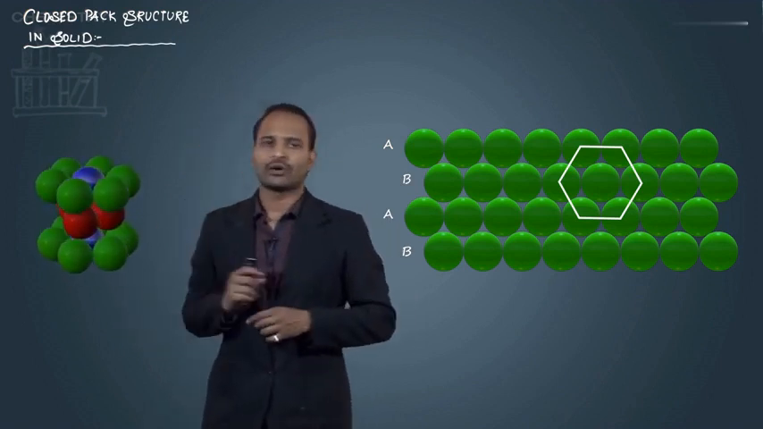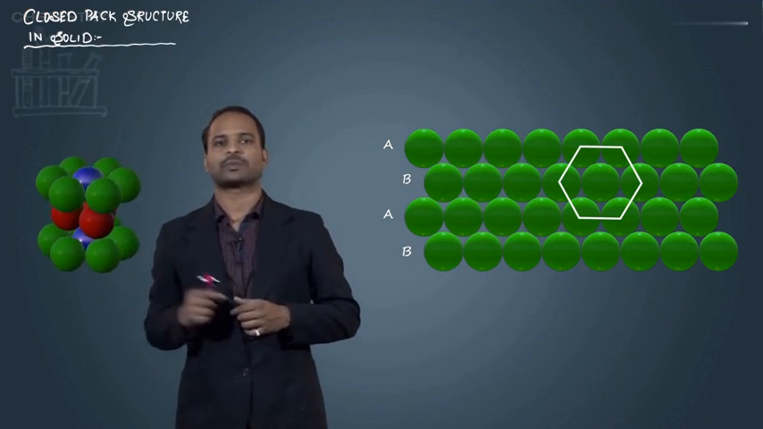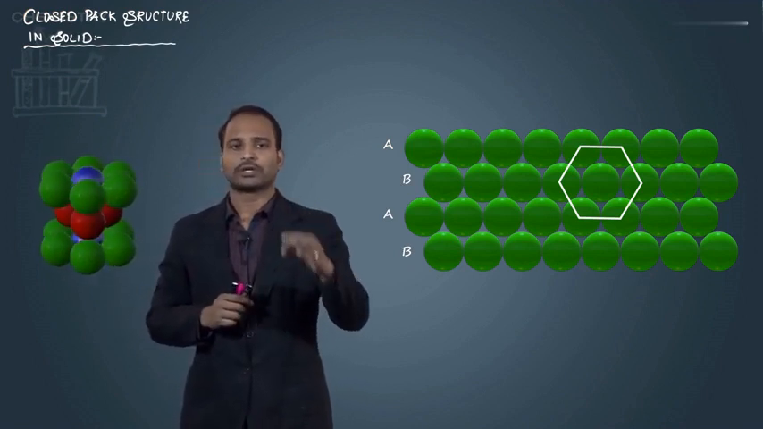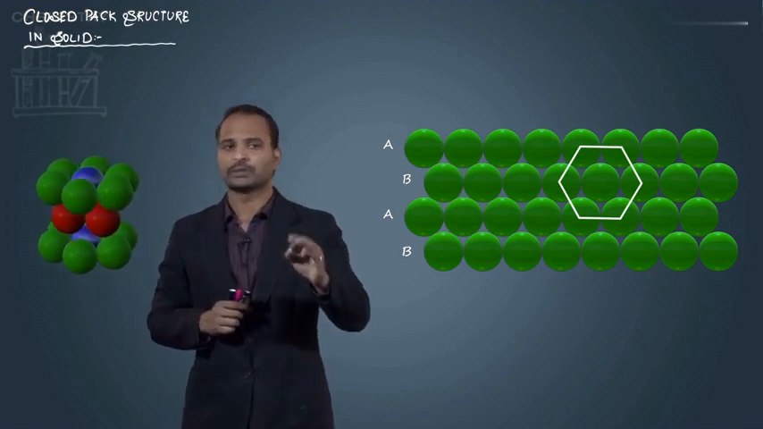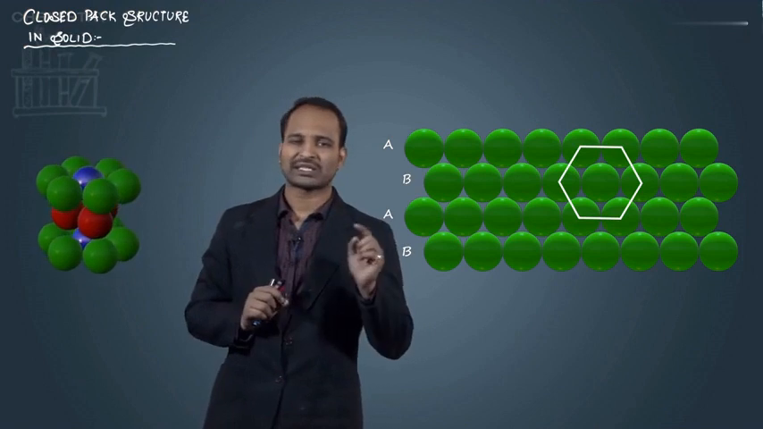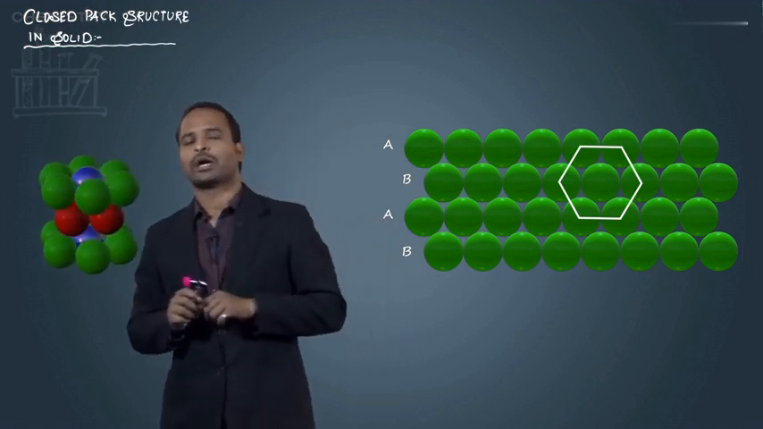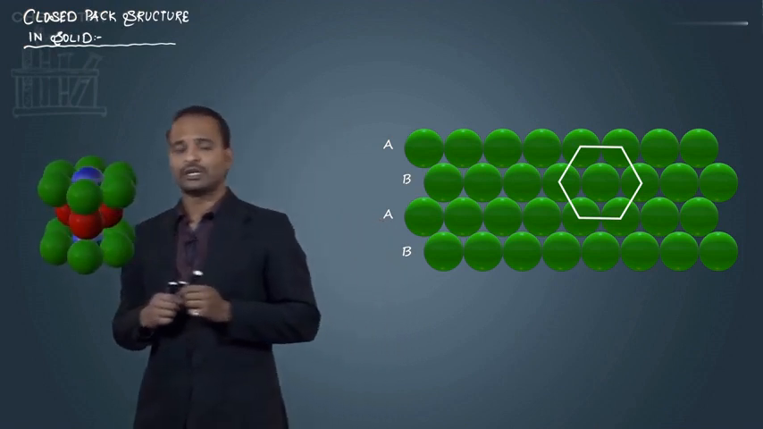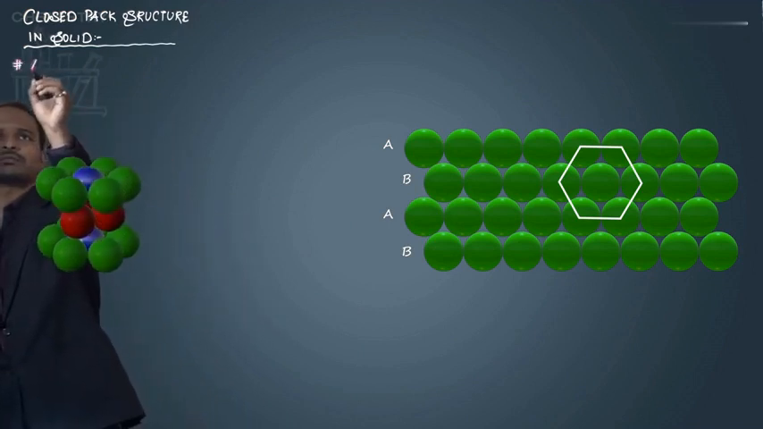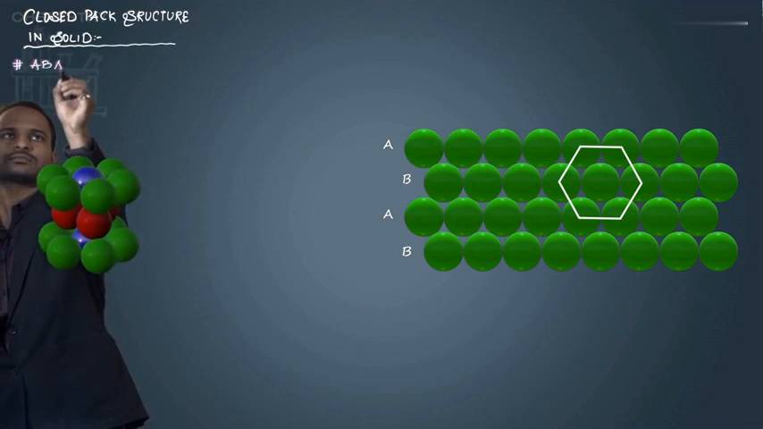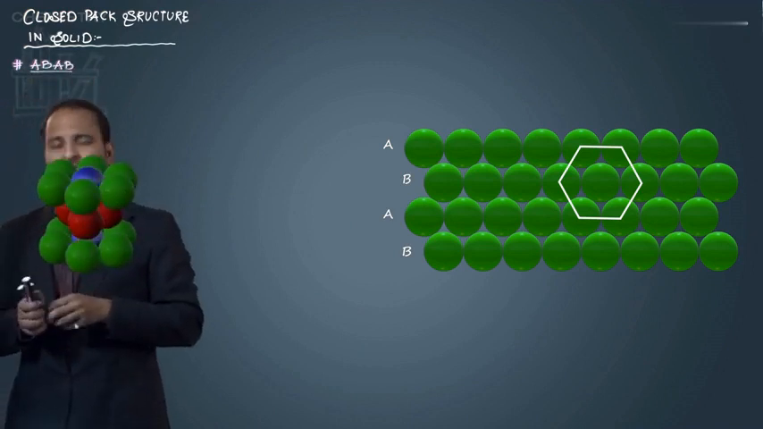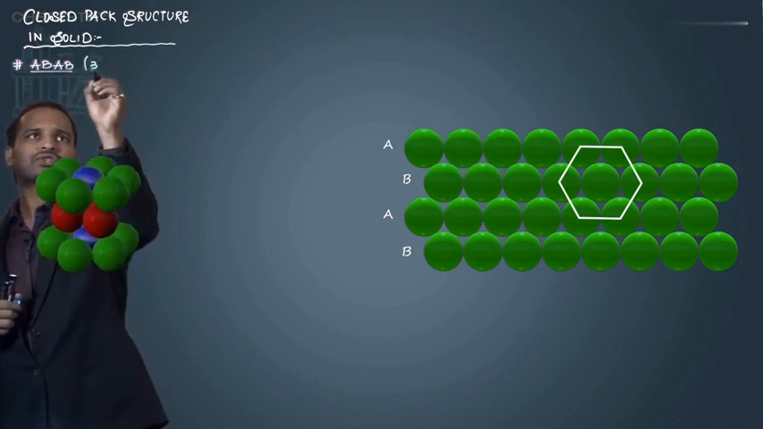So if I'm asking the coordination number in the case of this particular packing, what will be the coordination number of a sphere? In this, I can say that the coordination number of a sphere is going to be 12. How is the coordination number 12? Here we are talking about the three-dimensional ABAB type packing.